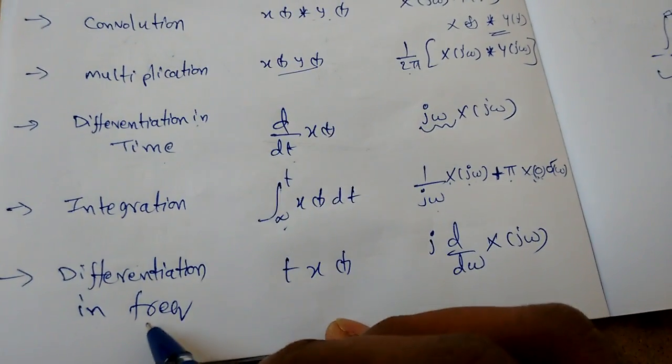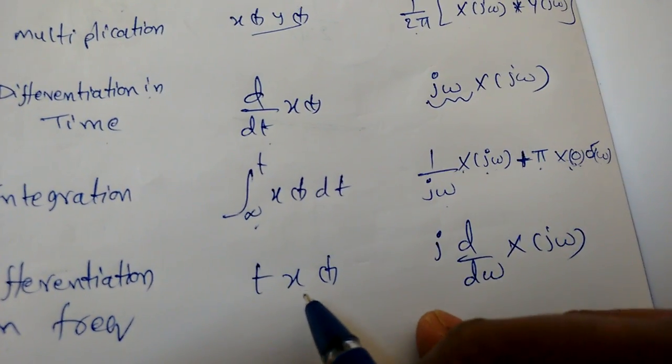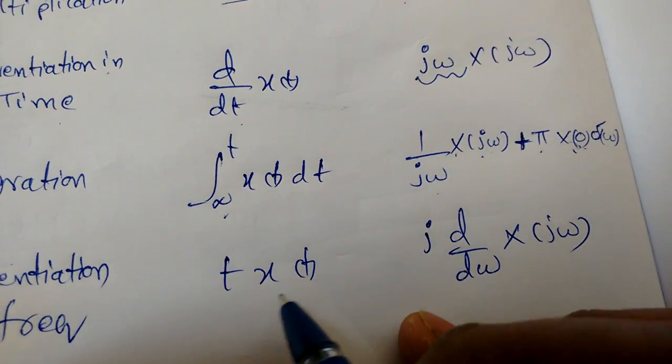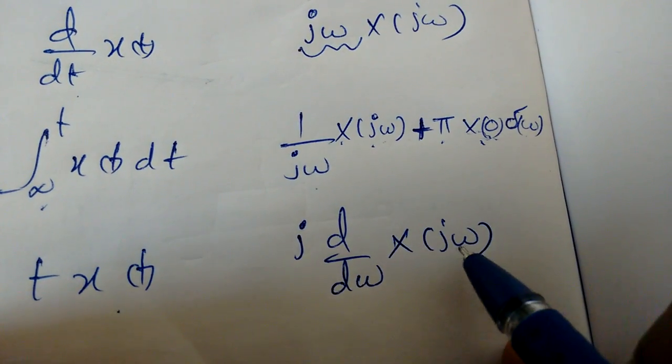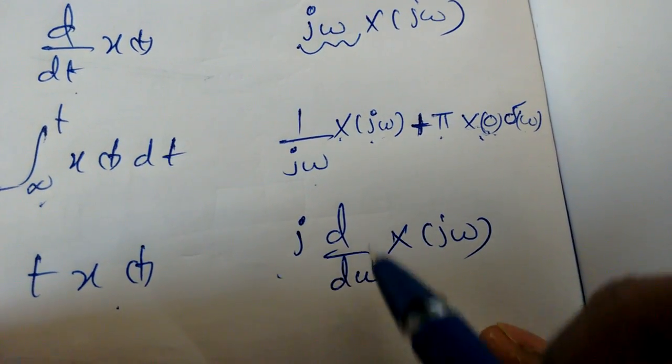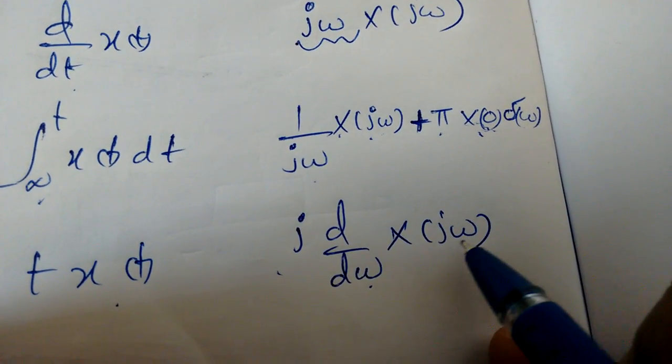Now differentiation in the frequency domain, how to do? So multiplication with t in the t domain, that is t into x of t, we have to differentiate in the omega domain, that is j into d by d omega of x of j omega.